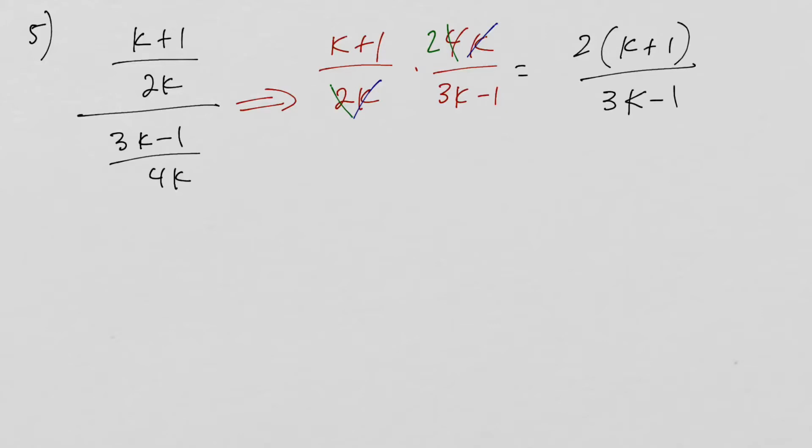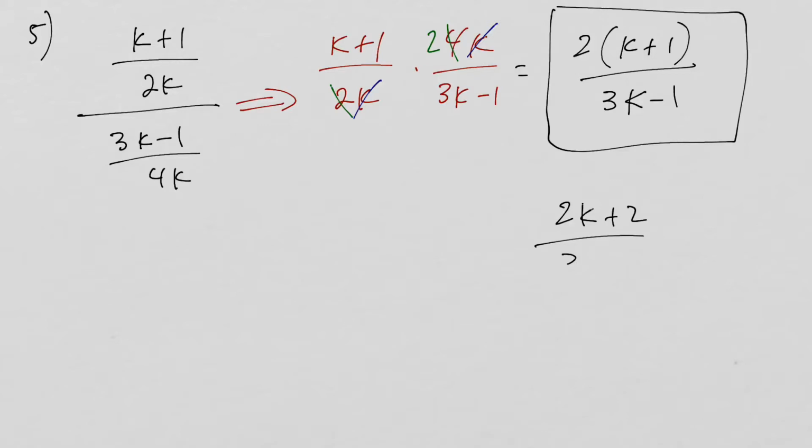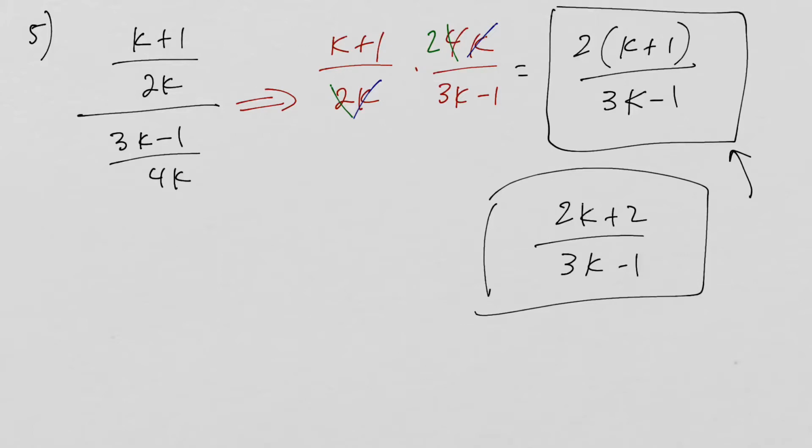minus 1. And you can leave it like this. There's nothing wrong with doing that. If you want to distribute the top, you can say 2k plus 2 over 3k minus 1. Either one would have been fine. I would have just left it like that.